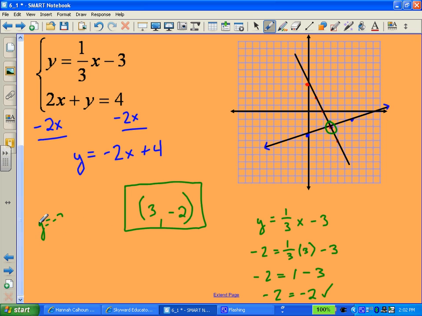So it works in the first one, and if I check the second one, y equals -2x plus 4, I'd get -2 equals -2 times 3 plus 4, which would be -6 plus 4, which would be -2. So that works. So I know that I have the correct answer.